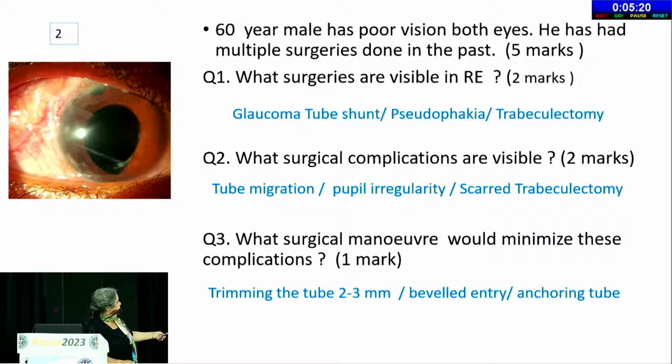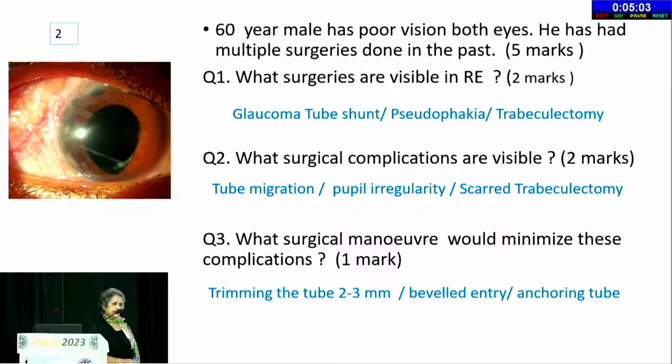If you picked it up, you would say trimming of the tube, beveled entry, anchoring the tube. You have the various techniques of tube entry. So this is a little higher order question. These would be the basic ones. That is why the marking is 2, 2, and this is 1 mark. So if you've scored there, there's no way you can fail the OSCE.